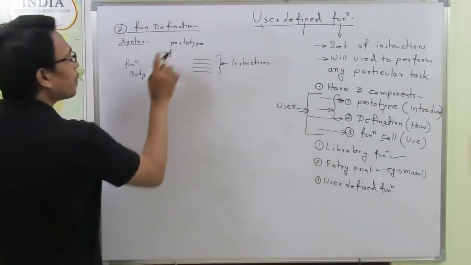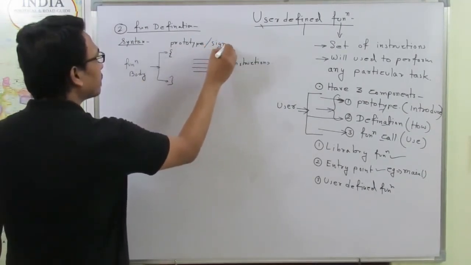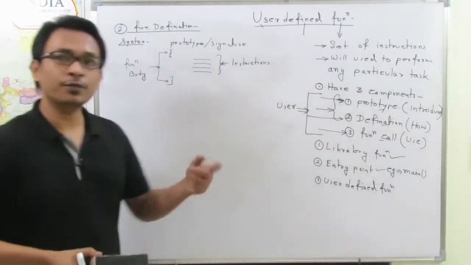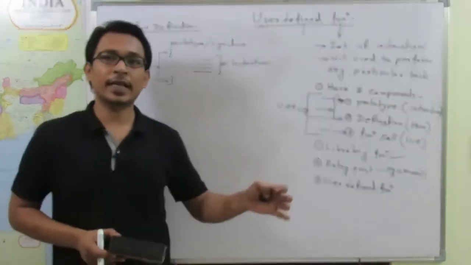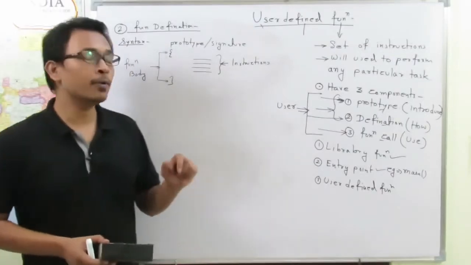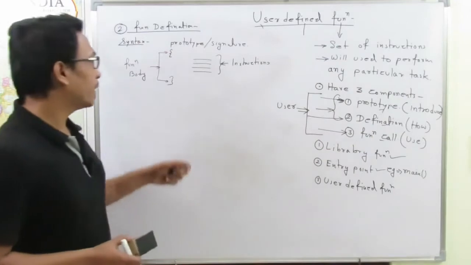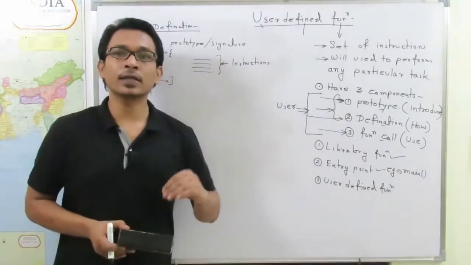Now look, why does the prototype come here? Prototype means signature. That means for which function we are going to implement the body, we need to specify that, and any function is specified in the system with the help of its prototype or signature. Because of that reason, this prototype comes at the top of the function body.